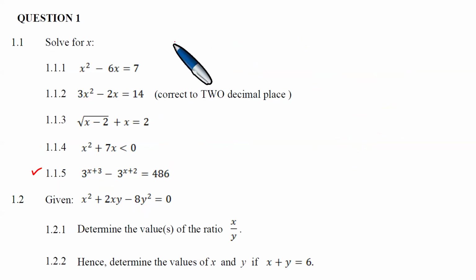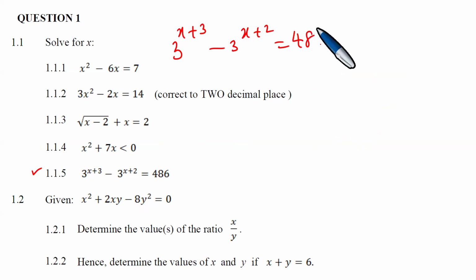In 1.1.5, we're given 3 to the power x plus 3 minus 3 to the power x plus 2 equals 486. I'm going to be loading a lot of physics, a lot of chemistry this coming week. Get ready. Right, so now at this point, what do we do here to solve for x? The question says solve for x.